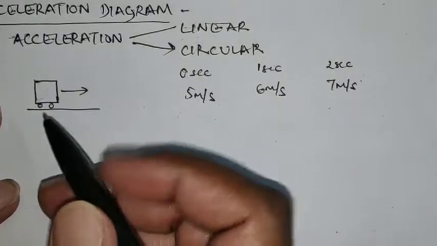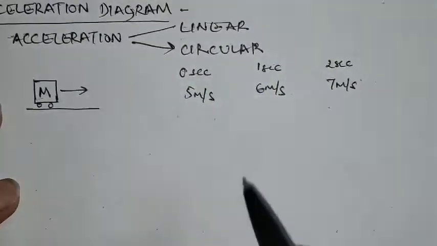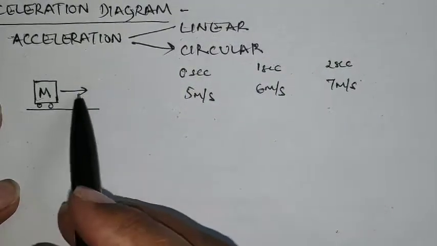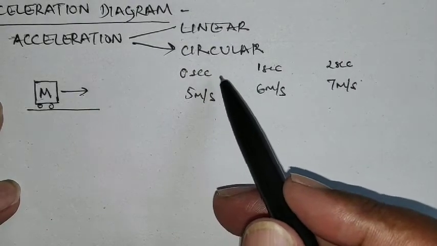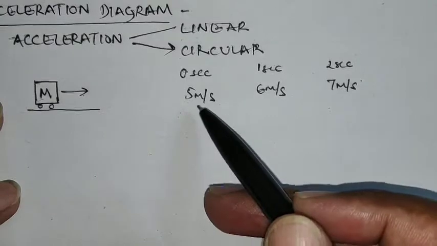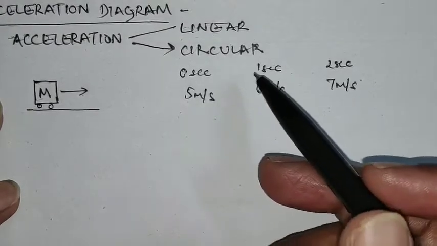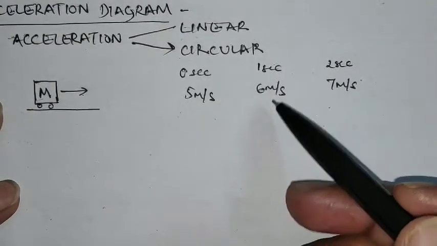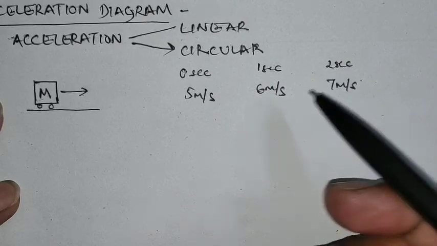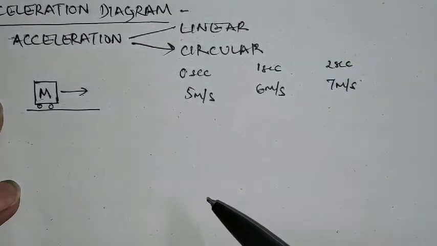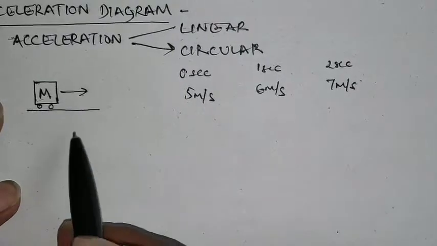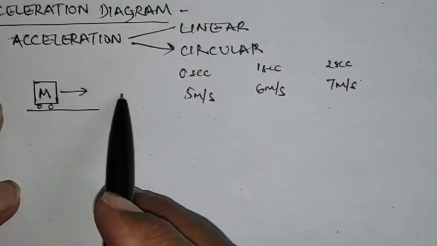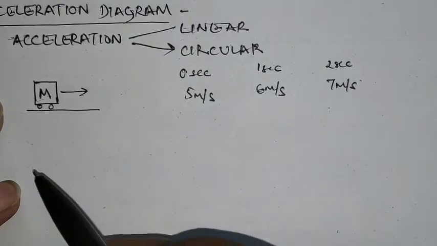So for that, let a body m be moving in this direction. Let it have a velocity of 5 meters per second at 0 seconds, and then after 1 second it has 6 meters per second, and after 2 seconds it has 7 meters per second. So I can say that this body has velocity in this direction and also acceleration in this direction.